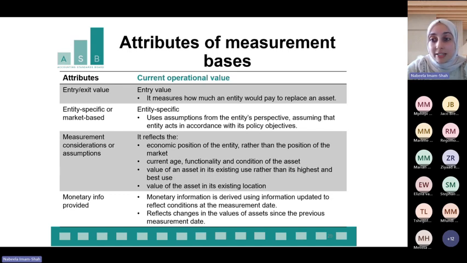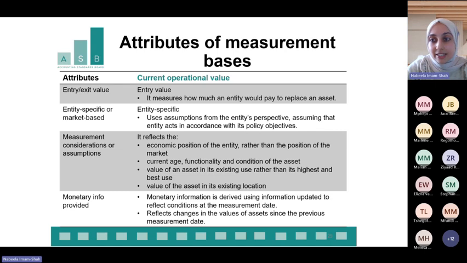If we look at an example, if you have an entity that is a power utility and they operate a solar farm, now that is the nature of their existing facilities. If they are going to look for current operational value, then they need to look at the value for another solar farm. They can't, for instance, look at COV for a wind farm.